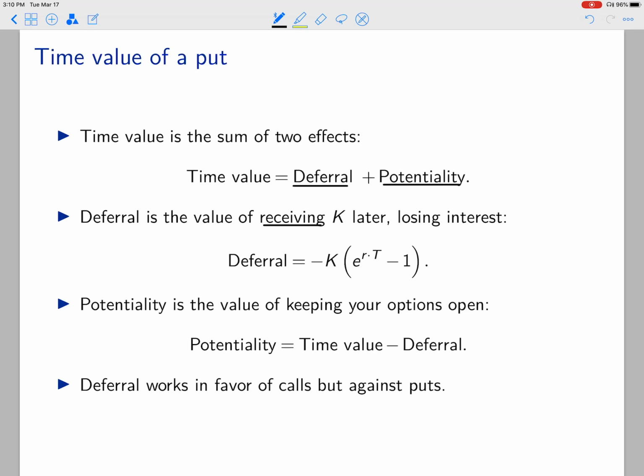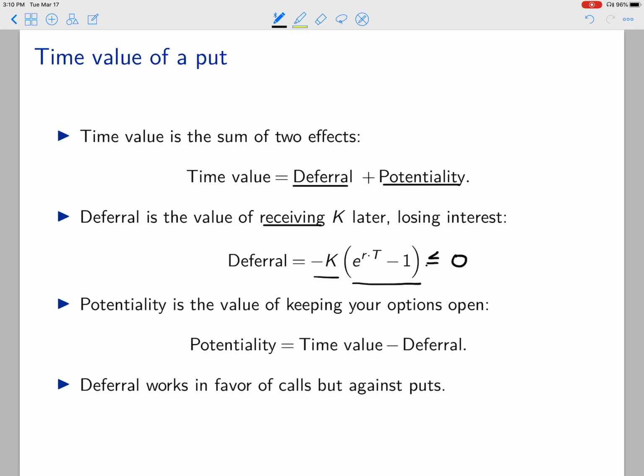So the value of deferral is going to be less than or equal to 0. It's going to be a cost. You're essentially taking a cost to receive this payment in the future. The way you calculate it is it's just minus the deferral of a call option. It's the interest lost by receiving the strike at the later date instead of date 0. You just take the opposite of the strike, K, multiply it by -1, and multiply it by this interest adjustment factor, e to the RT minus 1.